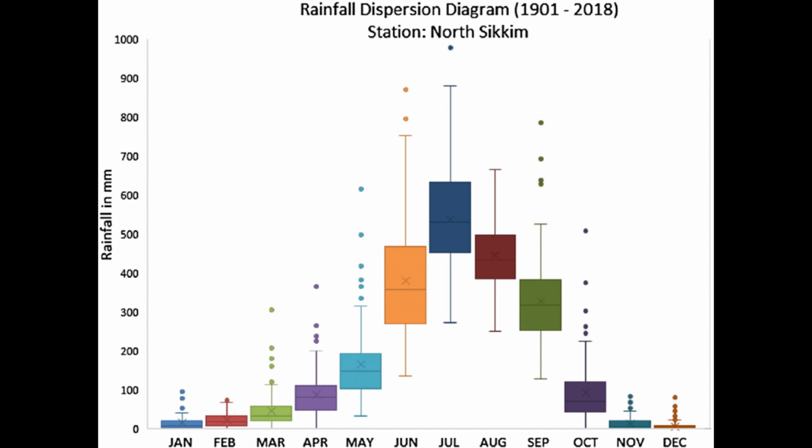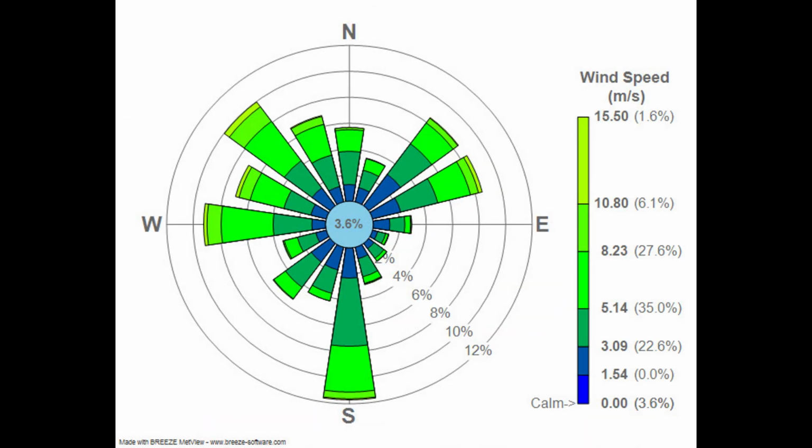We can then complete any statistical analysis, like we can calculate the mean, the median, and the range for any of these data points. We then have wind roses. Firstly, the direction of the wind for a specific place is shown on the wind rose.